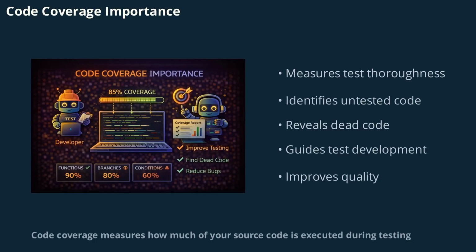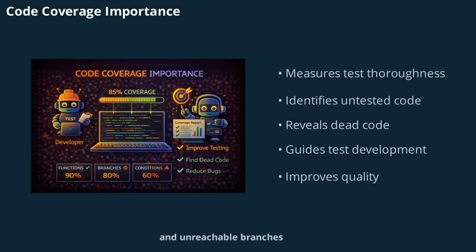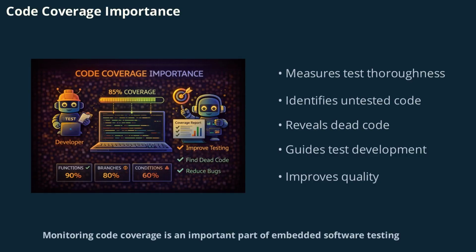Code coverage measures how much of your source code is executed during testing. It's a valuable metric for identifying untested code, dead code, and unreachable branches. While 100% coverage doesn't guarantee bug-free software, it helps guide the development of additional test cases and improves overall test quality. Monitoring code coverage is an important part of embedded software testing.